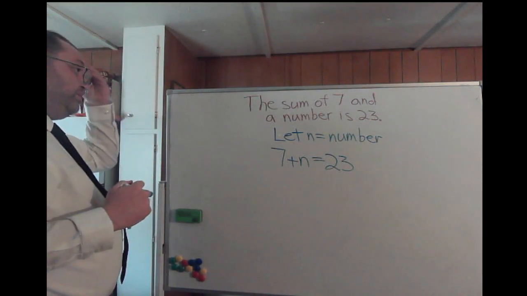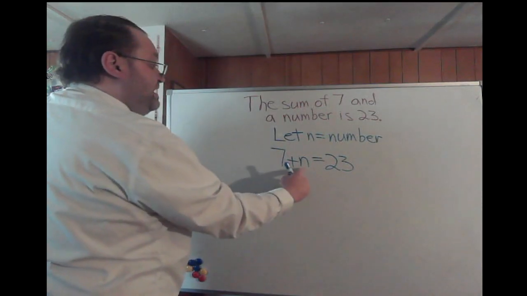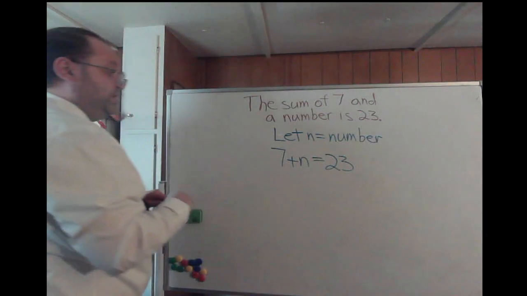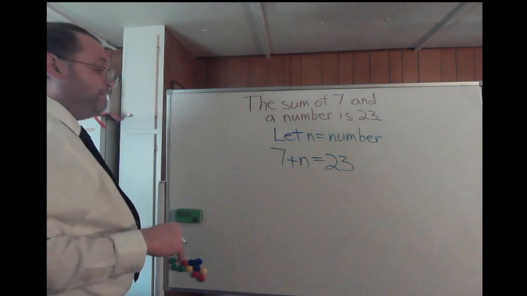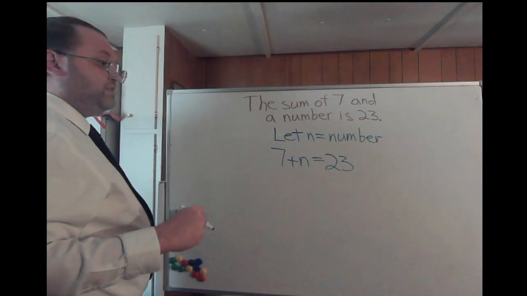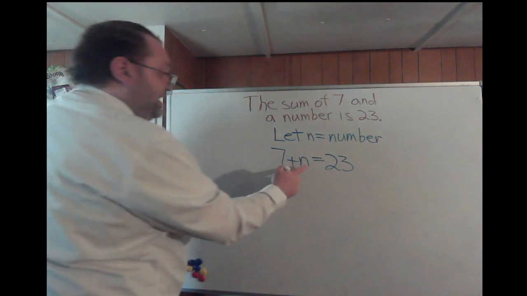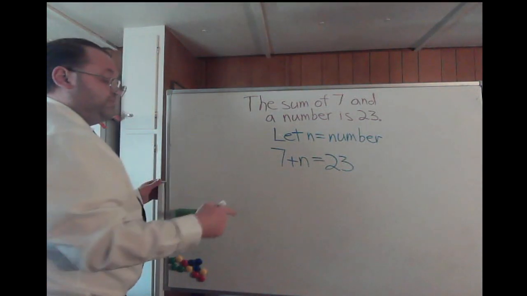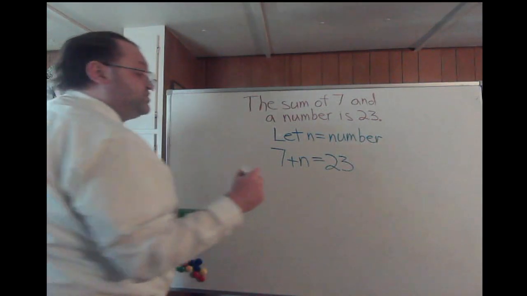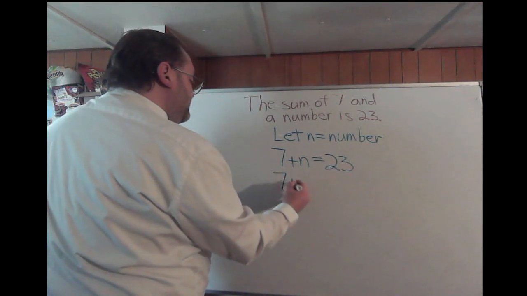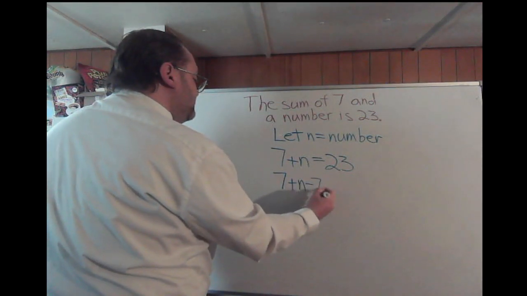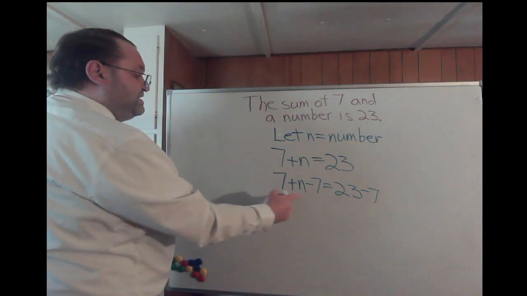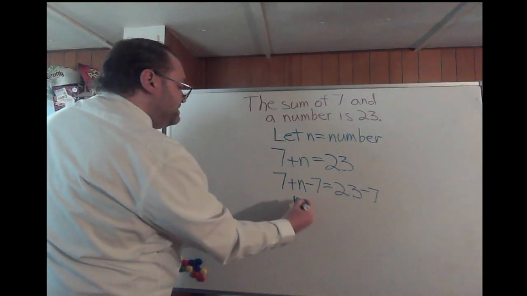So what you have here is the sum of 7 and a number, so 7 plus n is, which means equal to 23. Now all we got to do is solve it. If we remember a review from basic math on how to solve these equations, you want to get n by itself. So we need to subtract 7 from the left side, but what you do to the left side, you also got to do to the right side. So you'll have 7 plus n minus 7 is equal to 23 minus 7. So if you take 7 away from the left side, you'll have n by itself.